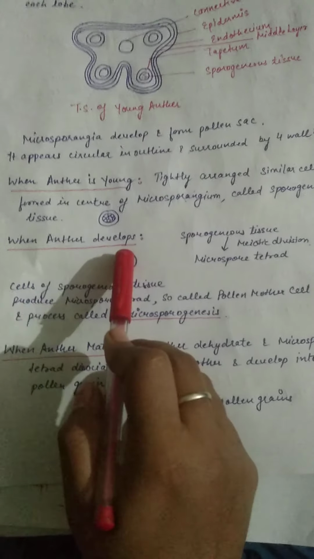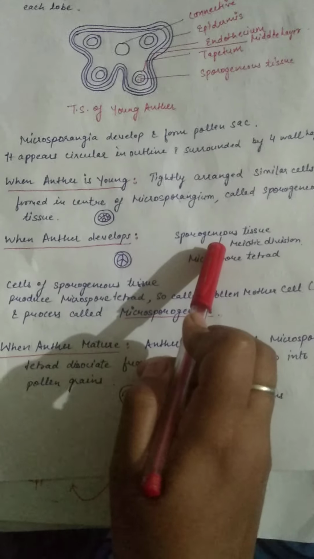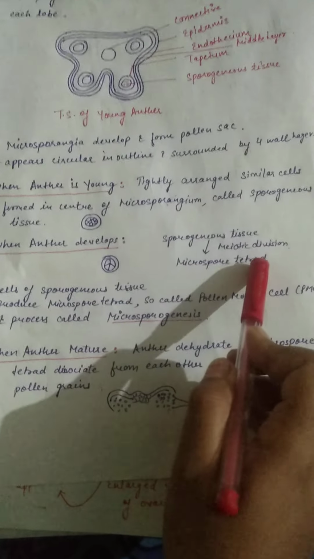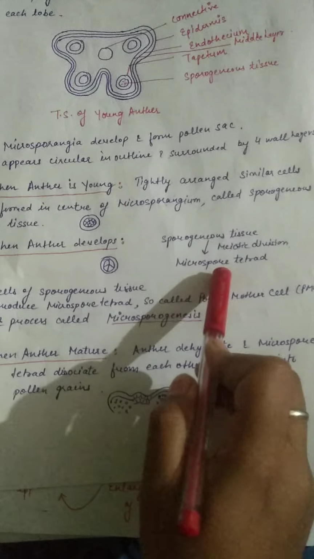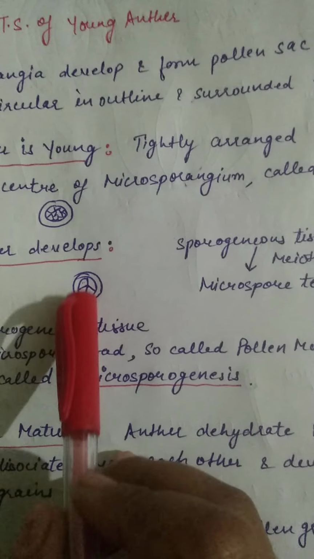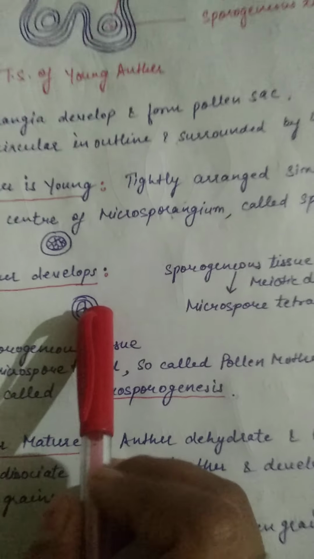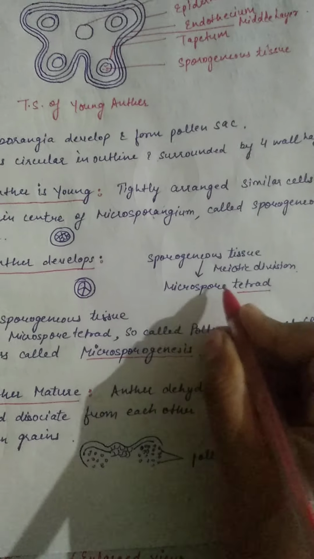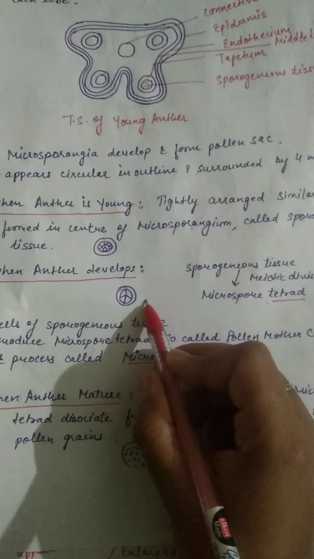When the anther develops, these sporogenous tissue cells undergo meiotic division. In this, meiosis takes place and forms a microspore tetrad. Like one sporogenous cell makes four cells: 1, 2, 3, 4. Four cells are developed. That's why it's called a microspore tetrad. Tetrad means four.